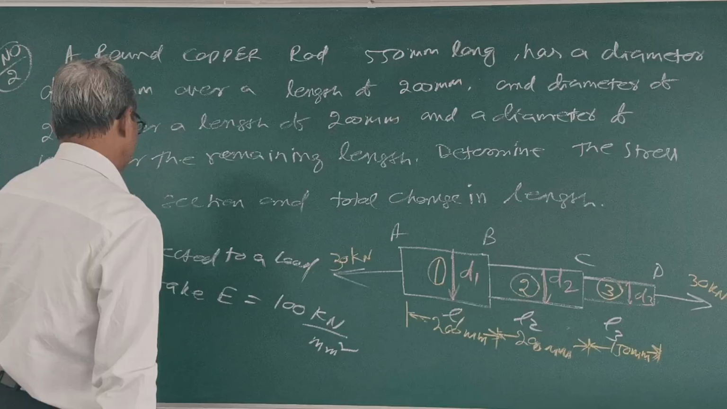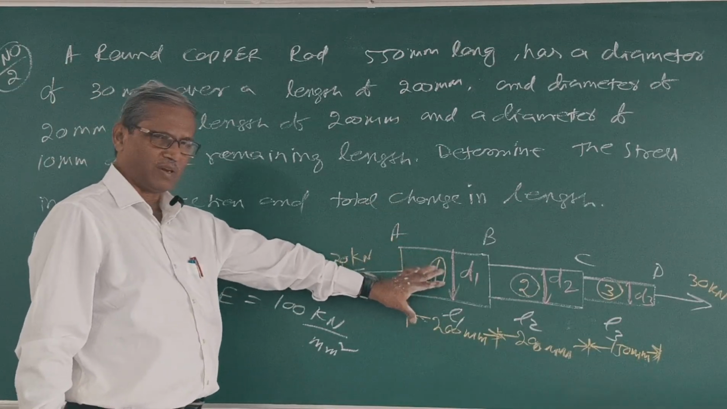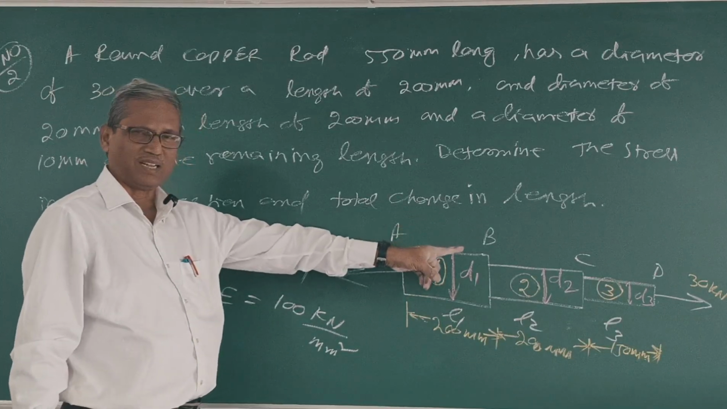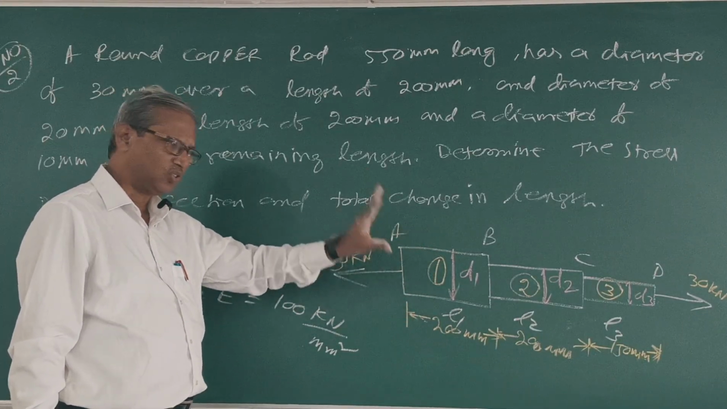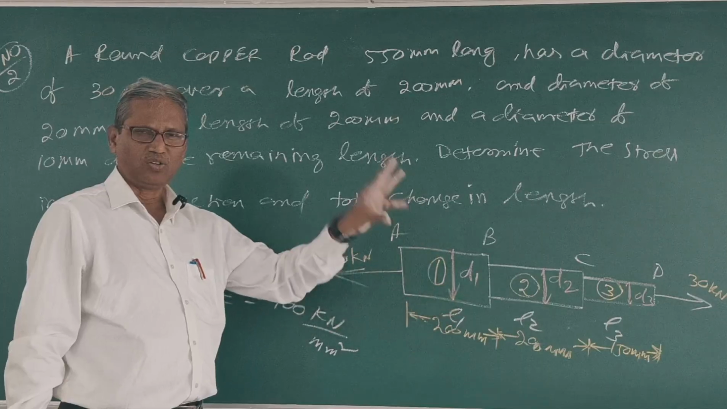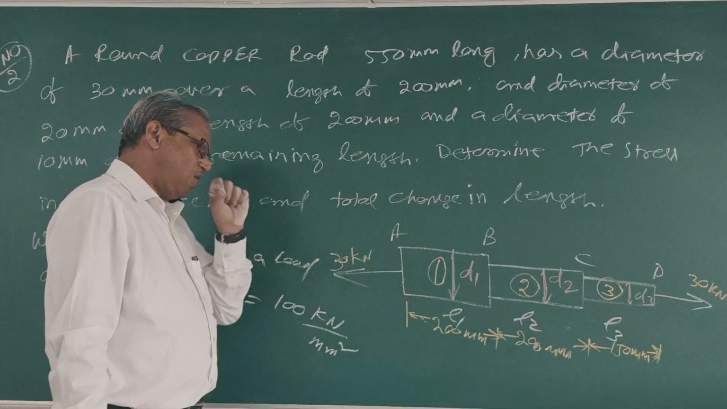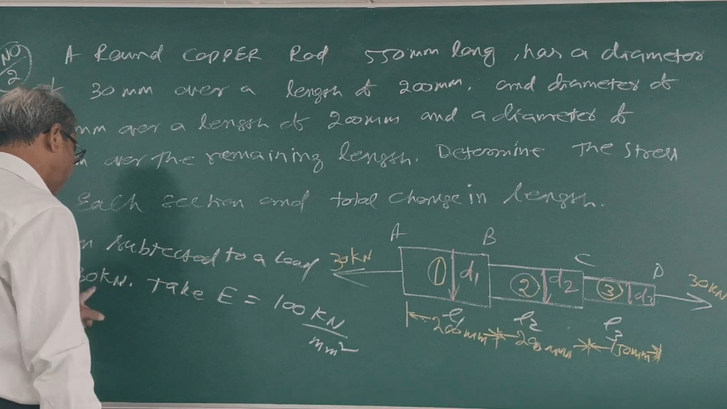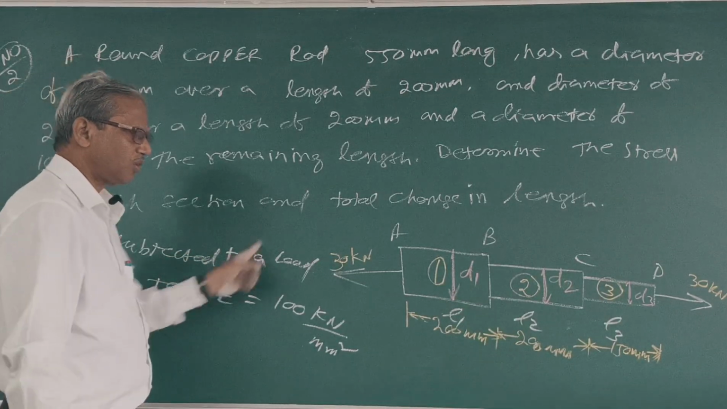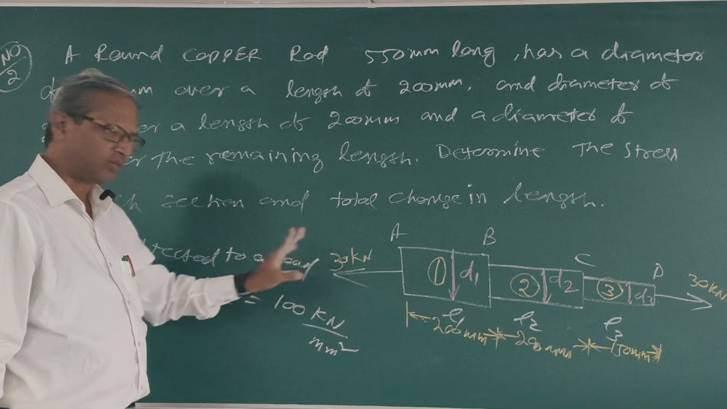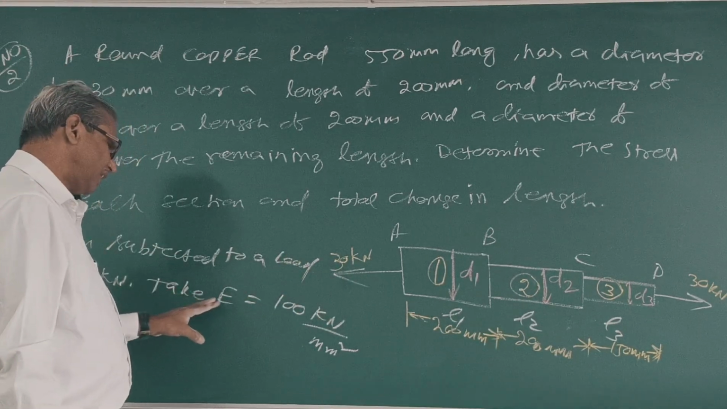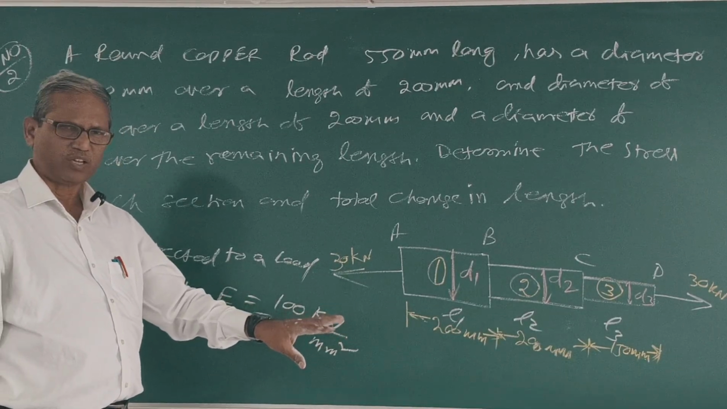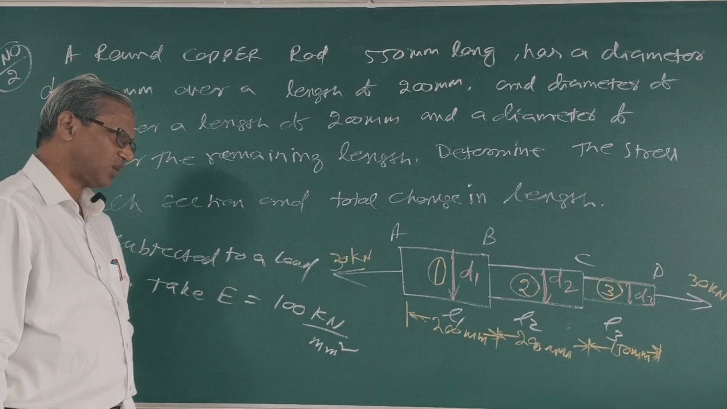Find the stresses in each section: sigma 1, sigma 2, sigma 3. And also find the total change in length, delta L. What is delta L equal to? Delta L1 plus delta L2 plus delta L3, when subjected to a load of 30 kilonewton, total load P 30 kilonewton. Take E equal to 100 kilonewton per mm square, Young's modulus. Clear? Now I'll solve the problem.